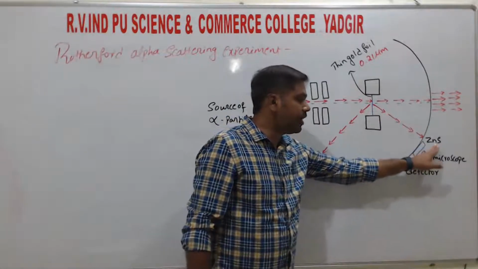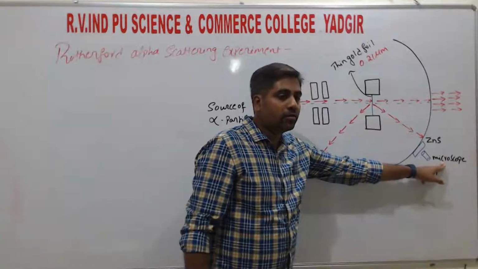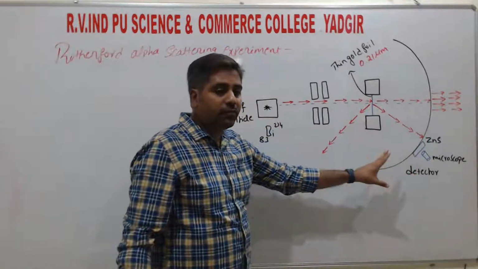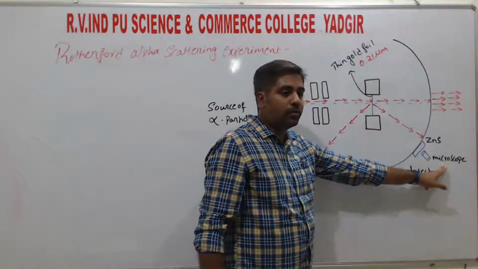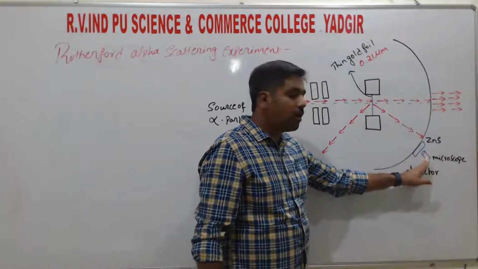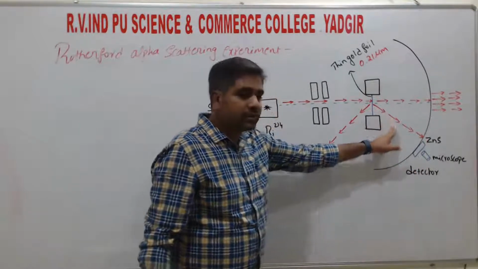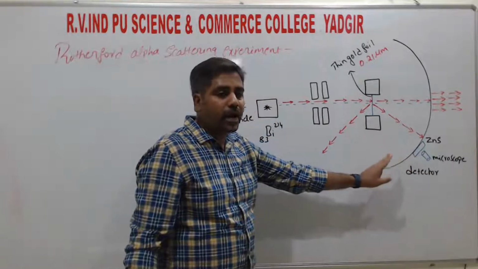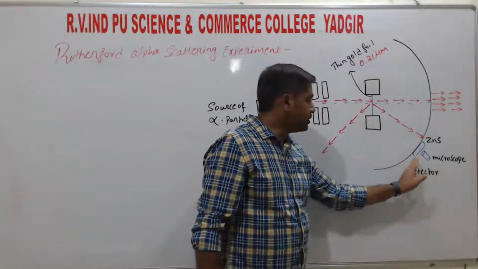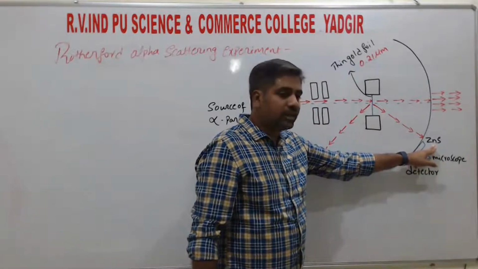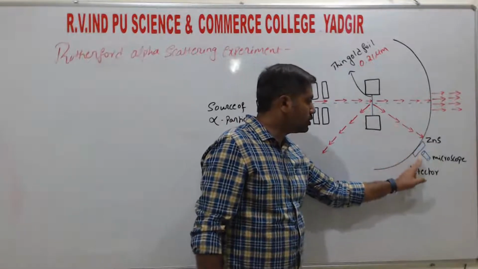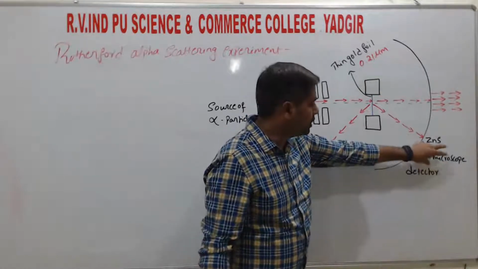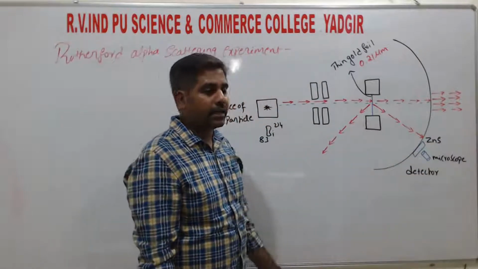It consists of a zinc sulfide plate along with this microscope. When these beams fall onto the zinc sulfide plate, the light flashes will be observed through this microscope, right? By this, the scattering of the alpha particles is observed. For that reason only we are placing the zinc sulfide plate, right? So this entire setup is called the detector, right?